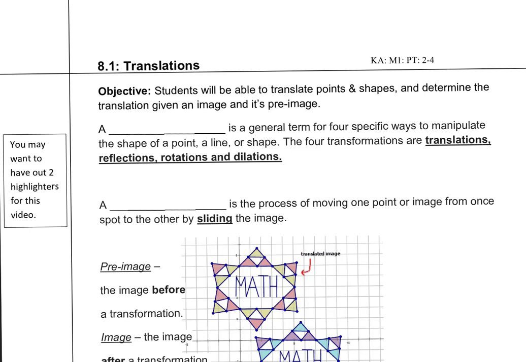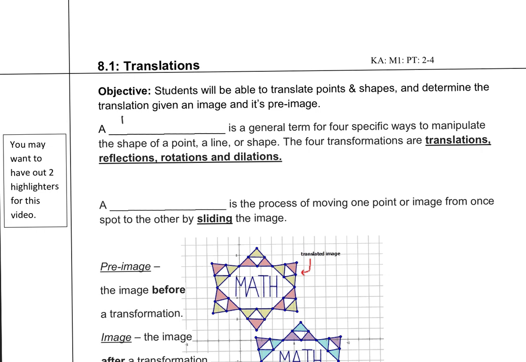All right, new chapter. This chapter is all about transformations, and this first one's going to be about translations. But this is not tricky stuff, guys. This is actually pretty straightforward. Objective: students will be able to translate points and shapes and determine the translation given an image and its pre-image. Simple stuff, guys. So first off, let's talk about this first word here.